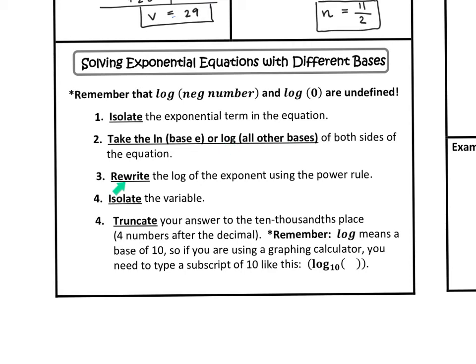Step 3. Rewrite the log of the exponent using the power rule. And then isolate the variable. And then we're going to truncate the answer to the 10,000ths place.